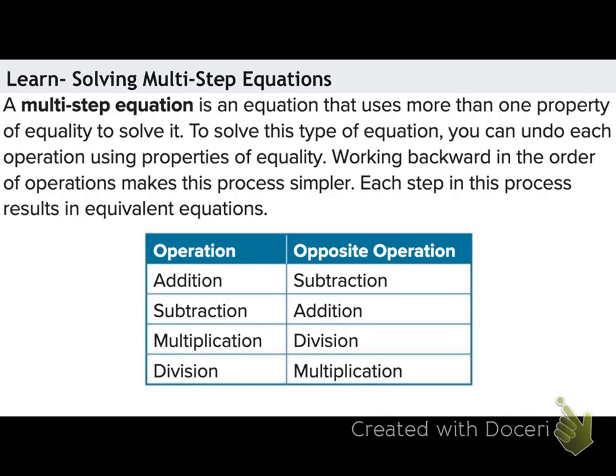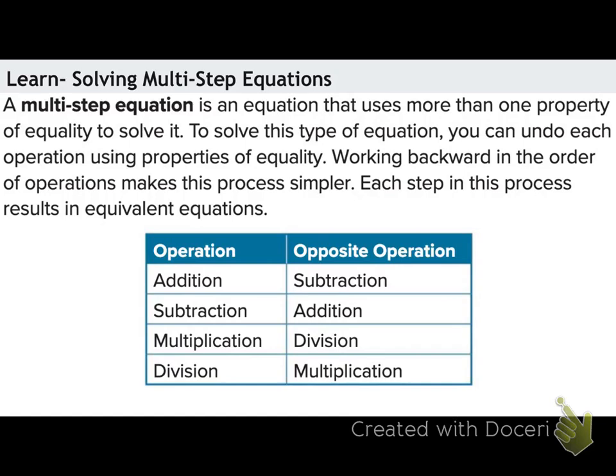So, to solve this type of equation, you can undo each operation using properties of equality, just like we did with the one-step equations. Whatever I do to one side, got to do to the other. Working backwards in the order of operations makes this process simpler. I'm going to preface this by saying most of the time. It's not always the exact reverse of the order of operations, and we'll look at some examples like that here in a second. Each step in this process results in equivalent equations.